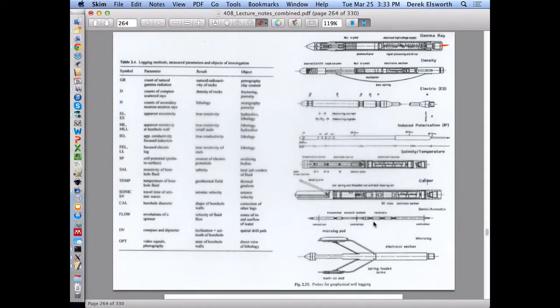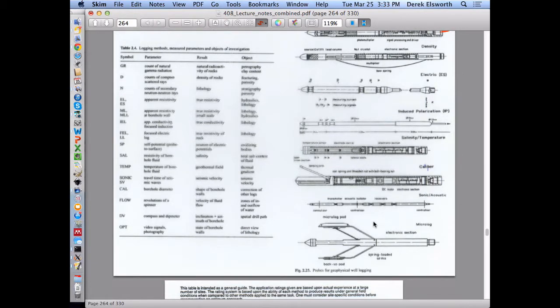So these are used sometimes in environmental holes. They're used almost every time you drill a hole in a petroleum hydrocarbon hole. And then they're used to interpret what's going on.